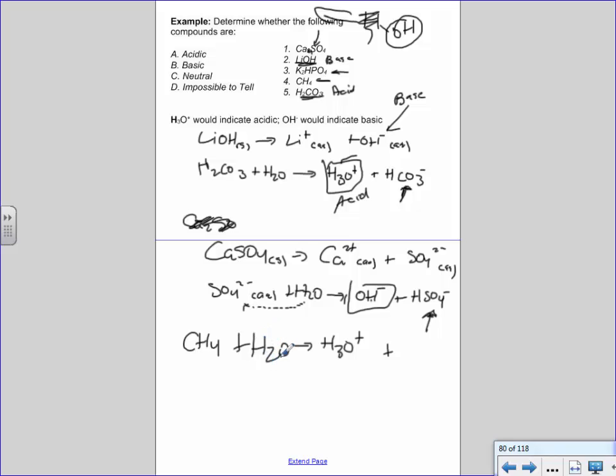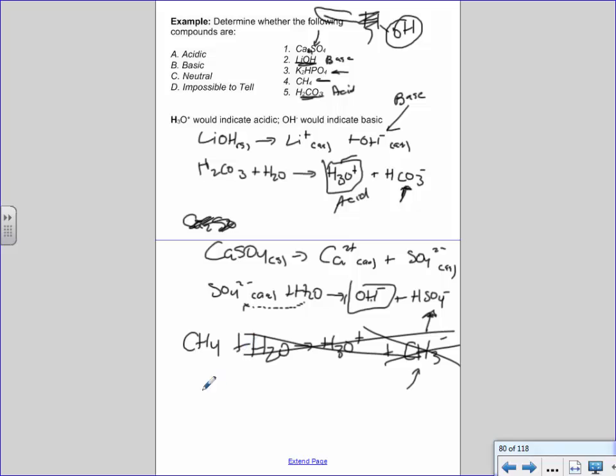Okay, well, if this guy gets an extra hydrogen, who did it come from? This guy right here, right? So now there's one less hydrogen on this guy, so now he'd be CH3 negative. Is CH3 negative a valid polyatomic on your list of polyatomics? No, it's not. Okay, which means that's not going to happen. So it's not an acid.